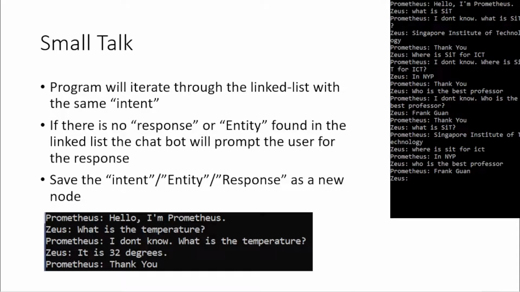Now how this program works. You'll iterate through the linked list with the same intent. If it is able to find a matching entity, it will check if there is a response. If the response is null, or if it is not able to find the entity, the program will prompt the user to enter a response to be saved into its knowledge.